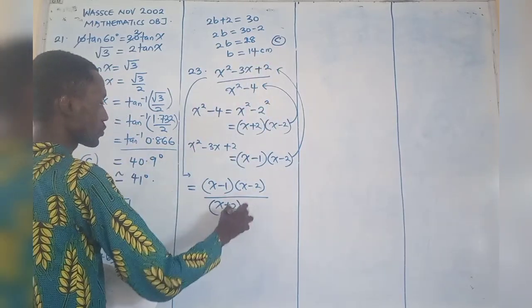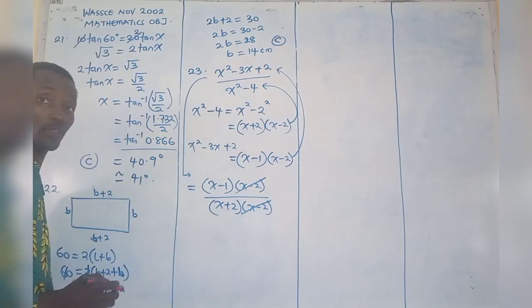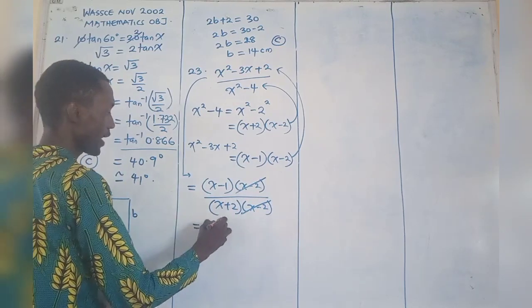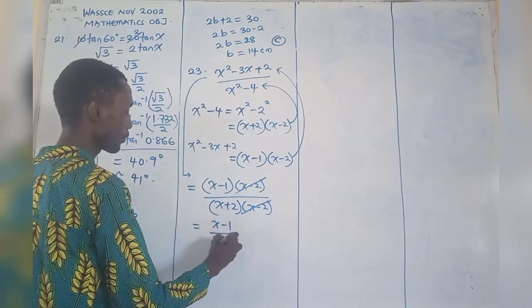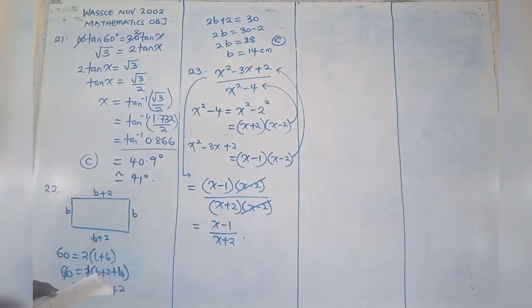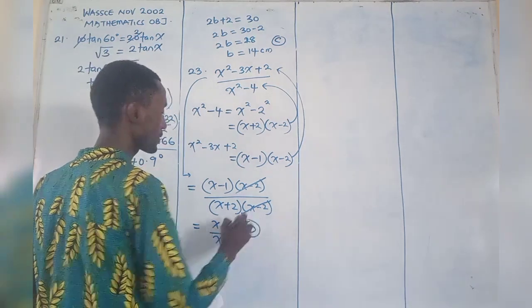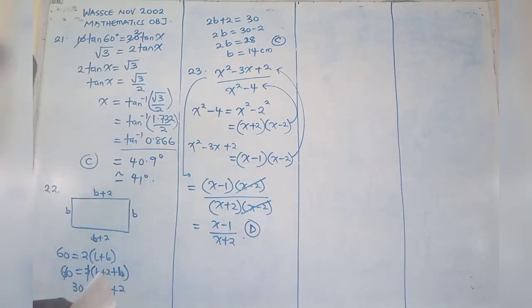And that will be into x minus 2. You see that these two will easily cancel themselves out, and what you will be left with is x minus 1 divided by x plus 2. If you check the exam, the answer close to that is D. D will be your correct answer.